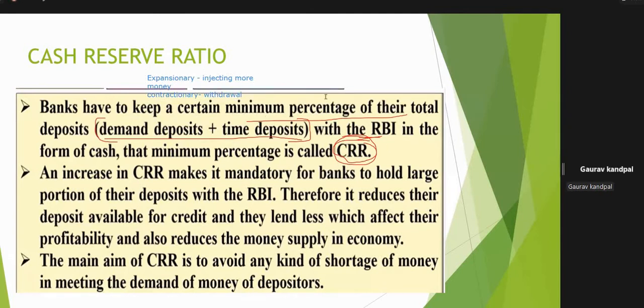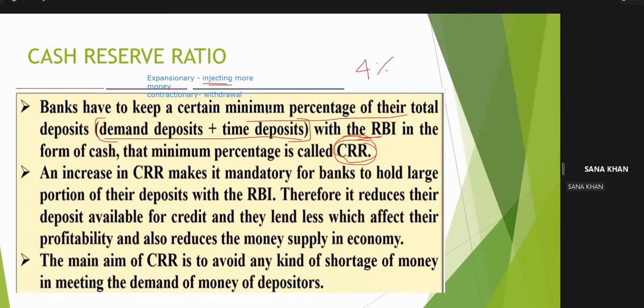So when the RBI has to increase the money in the market, it will reduce the CRR. Exactly. In the opposite way, when it has to suck the money from the market, it will increase the CRR. Exactly. So suppose the CRR is 4% currently, and the RBI wants to inject more money in the market, so they will reduce this.